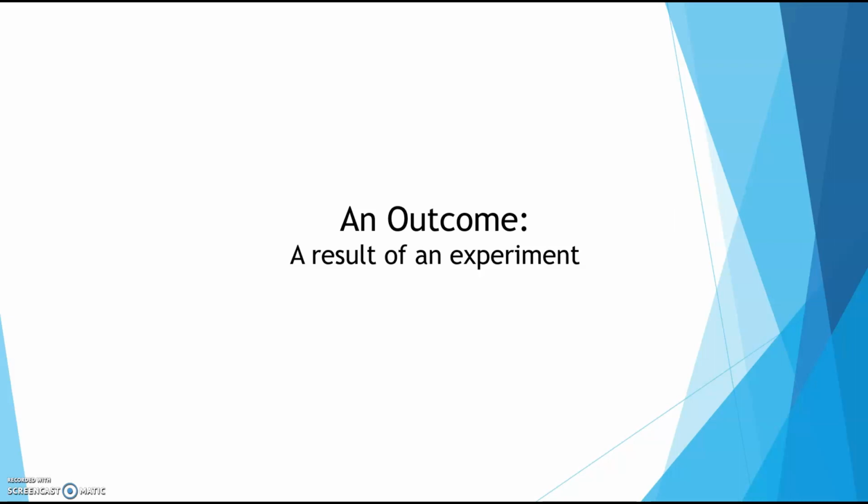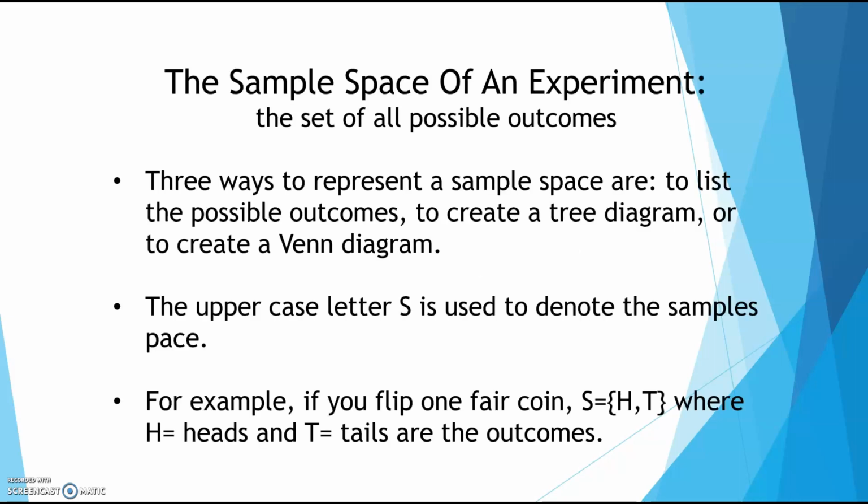An outcome is some kind of result from your experiment. So if we were rolling a die, the outcomes could be, say it was a 6-sided die, 1, 2, 3, 4, 5, or 6. If I was flipping a coin, it could be heads or tails. Both of those would be outcomes.